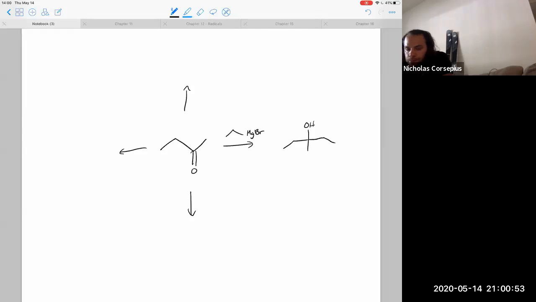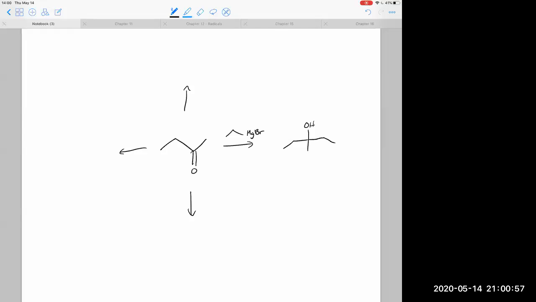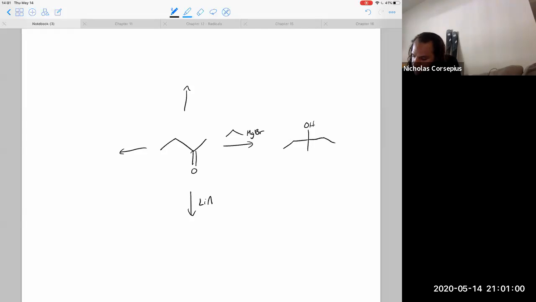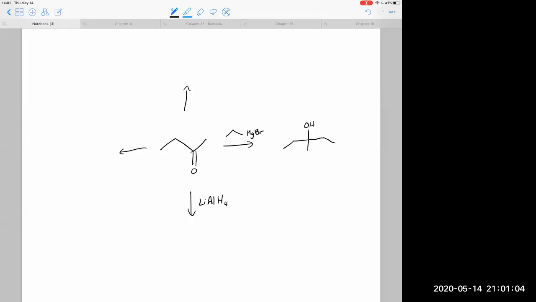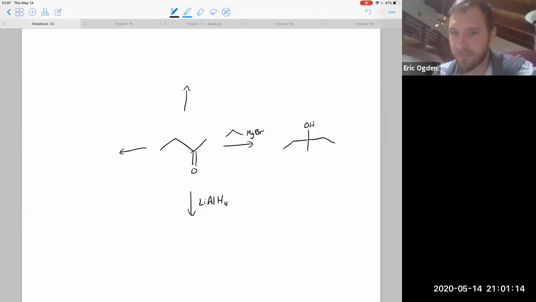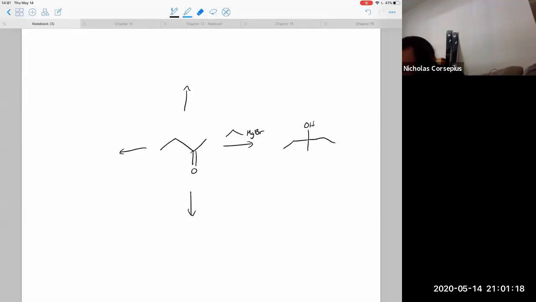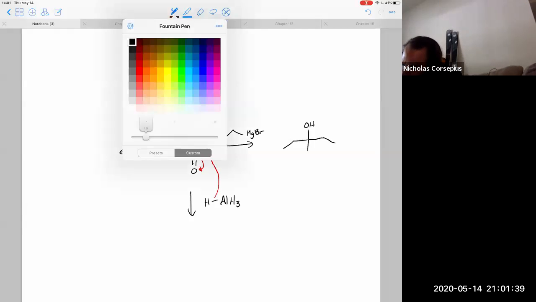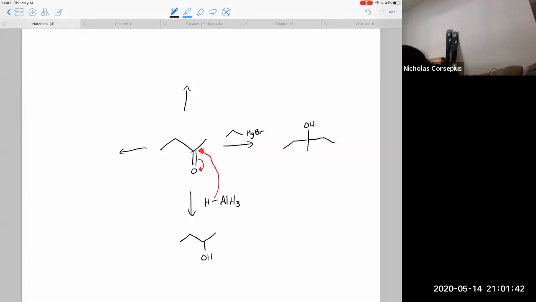What would be another one? LAH. LiAlH4. So your hydrides. Remember, your hydrides are also good nucleophiles. And when you think hydride, you're thinking what is playing the role of the nucleophile? The hydrogen specifically. So I'll even do this reaction mechanism so we can see what's going on here. This is where this hydrogen is going to come and attack that carbonyl carbon. The net effect is a reduction, but key to remember, you have this hydrogen playing the role of the nucleophile. So this would give me my secondary alcohol.